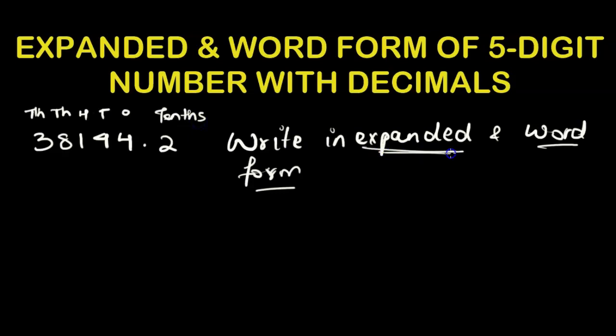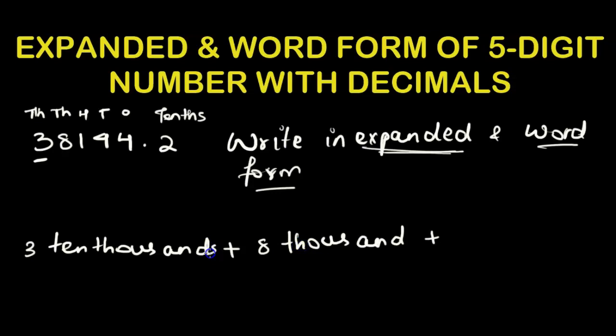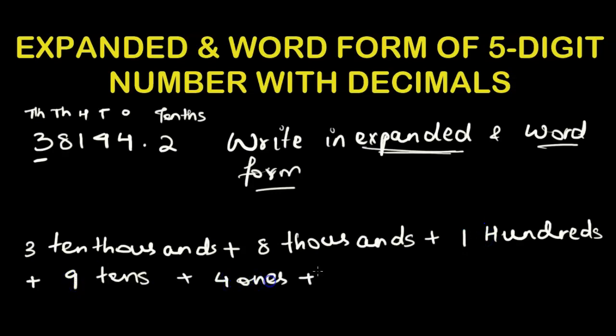If you want to write it in expanded form, all we have to do is take the number and write it with its place value. So 3 10,000s plus 8 thousands, then we have 1 hundred plus 9 tens plus 4 ones plus 2 tenths. And this is how we write the number in its expanded form.